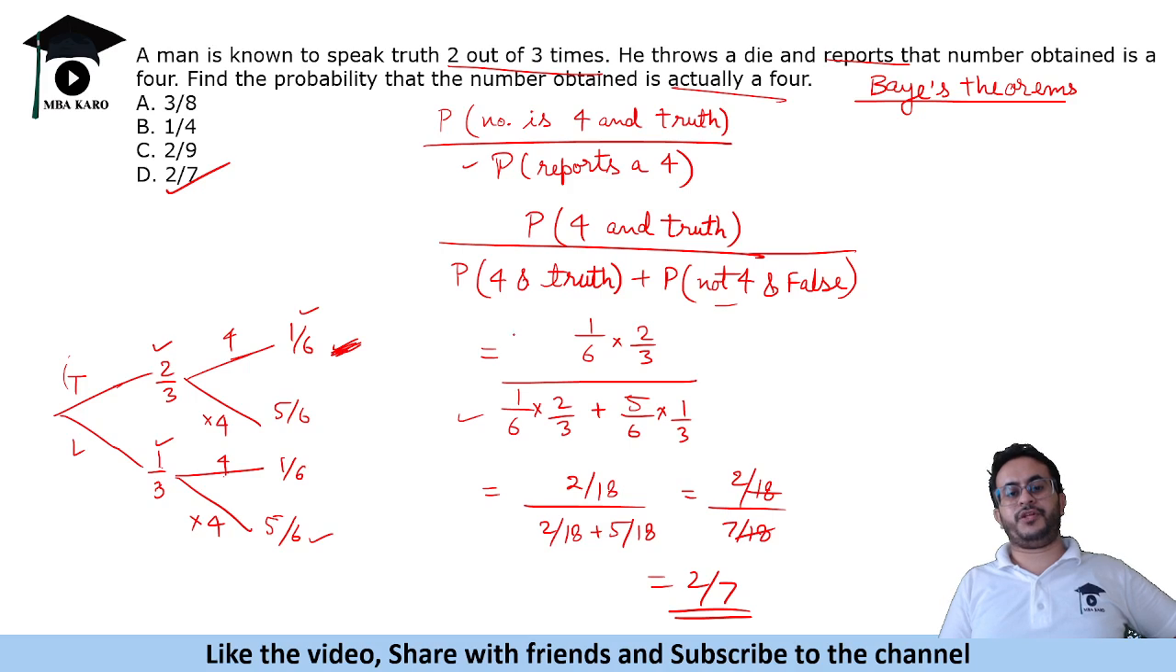So this becomes our numerator, and the denominator is this case, that it is actually a 4, plus the second case, that it is not a 4 but he is telling a lie. So those two cases we can put here and then add. So this is what is called Bayes theorem.